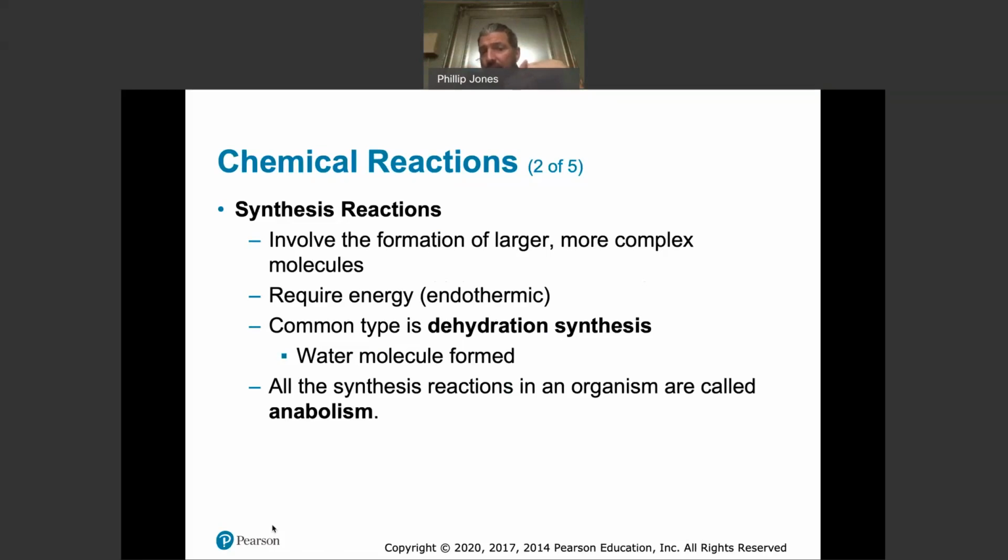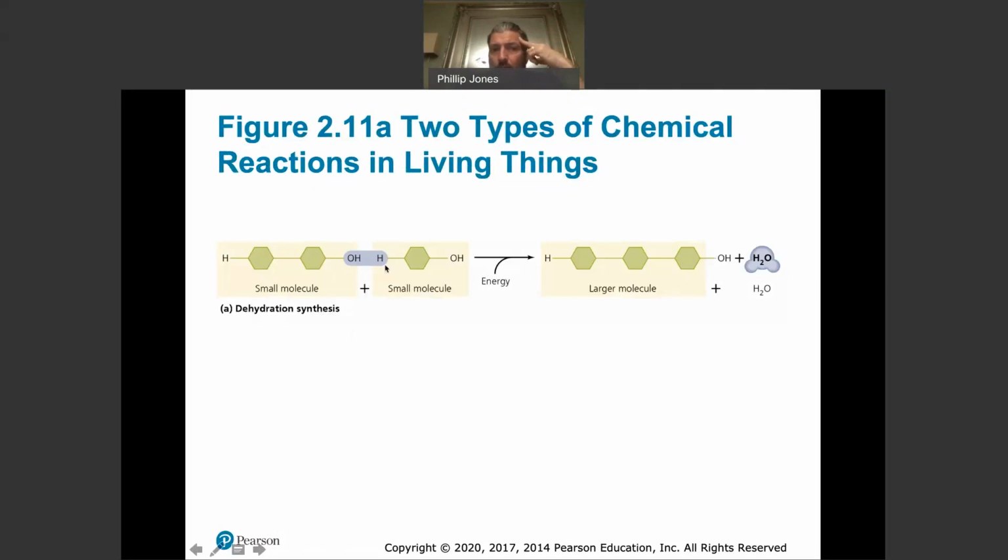And all synthesis reactions in organisms are called anabolism. So if you're not sure of that, like anabolic steroids, they're designed to make things bigger or synthesize things. So just kind of remember anabolic steroids, they make things bigger. It must be a synthesis reaction. Dr. Phil said dehydration synthesis, so we must be forming a molecule of water. Okay? And we're just showing you here. We have to pull a hydrogen off of this and OH off of that, and we combine these two together. And once again, we formed a molecule of water.